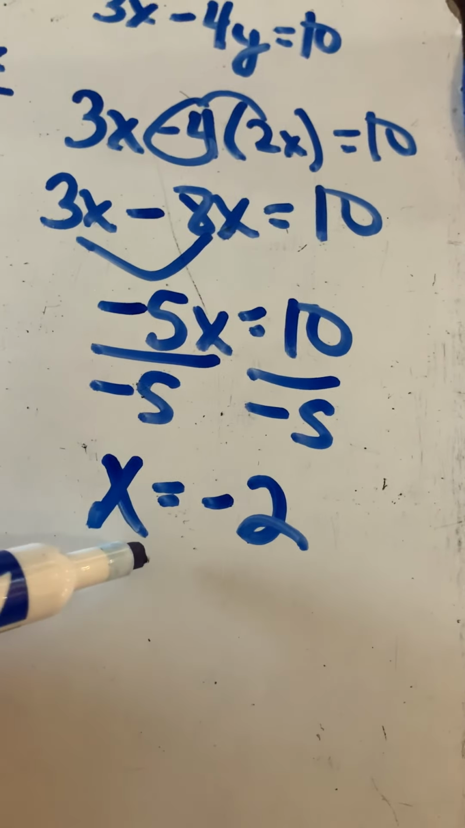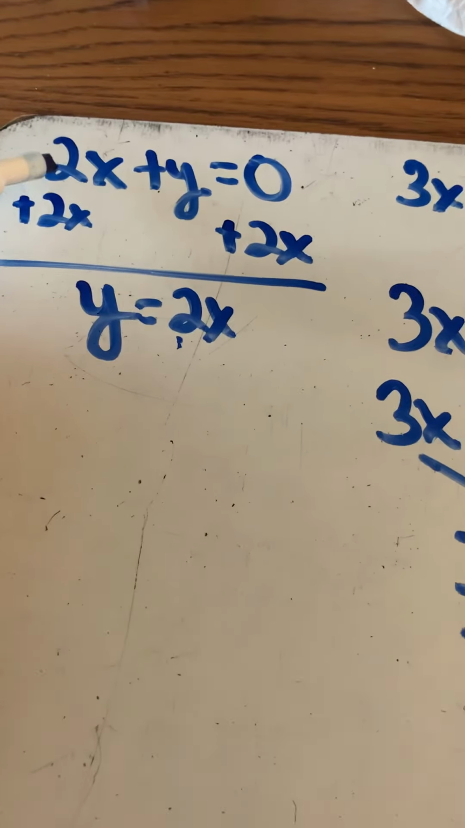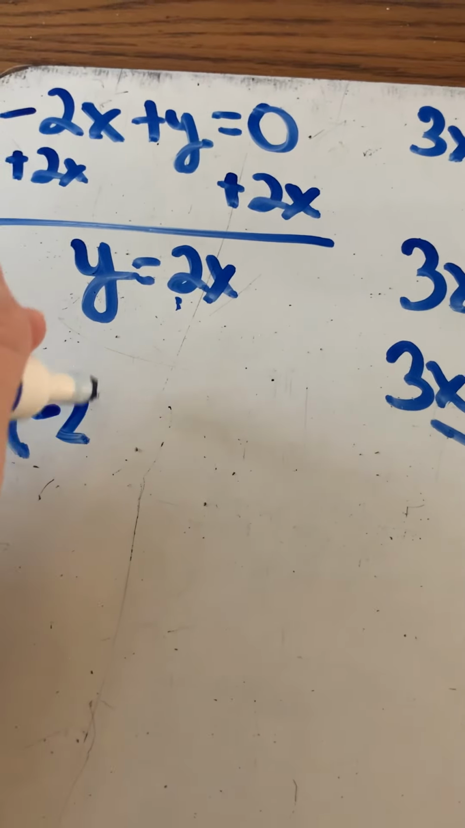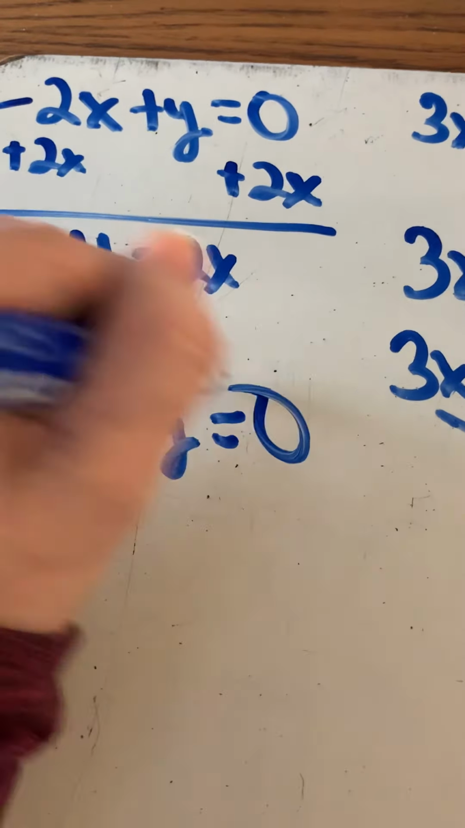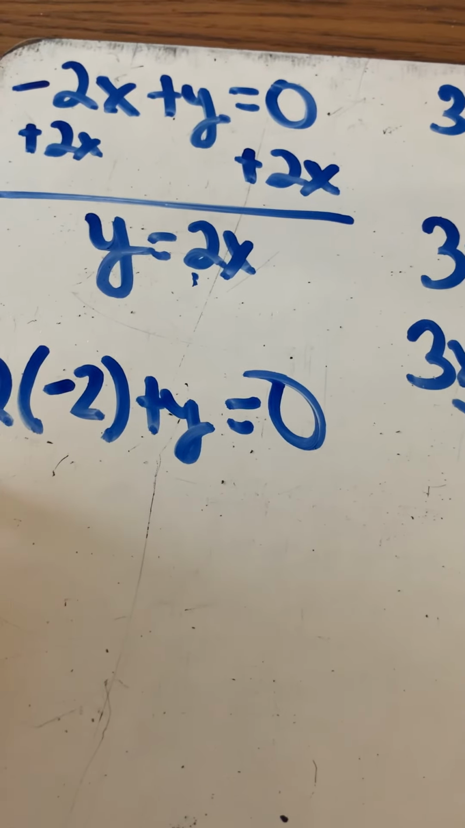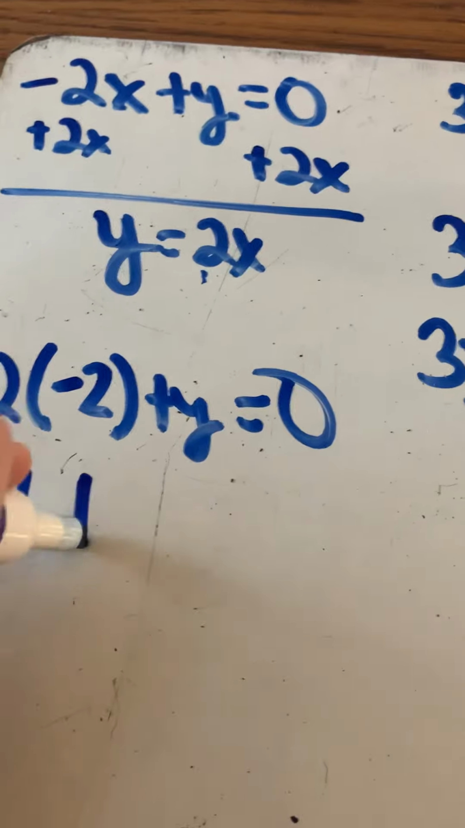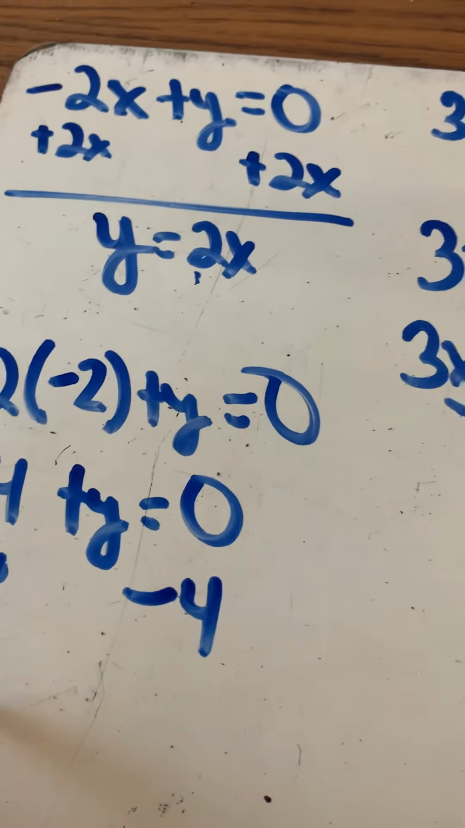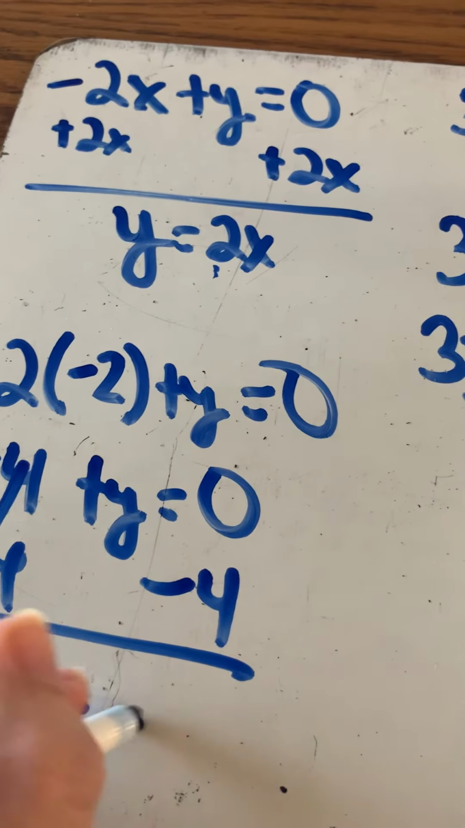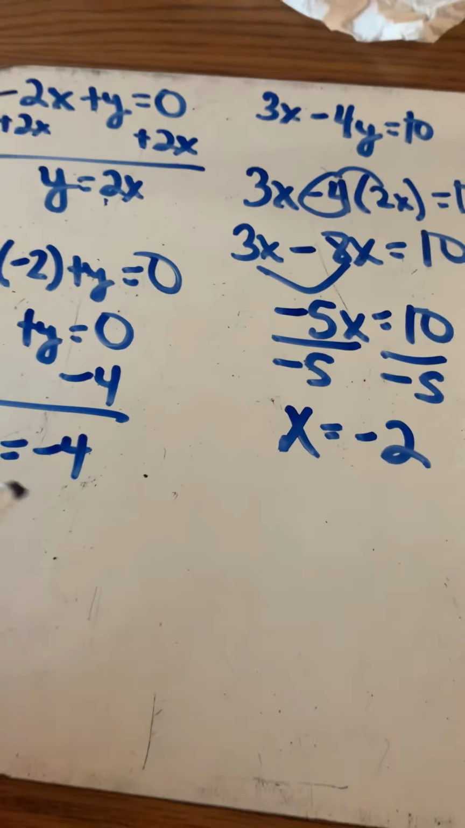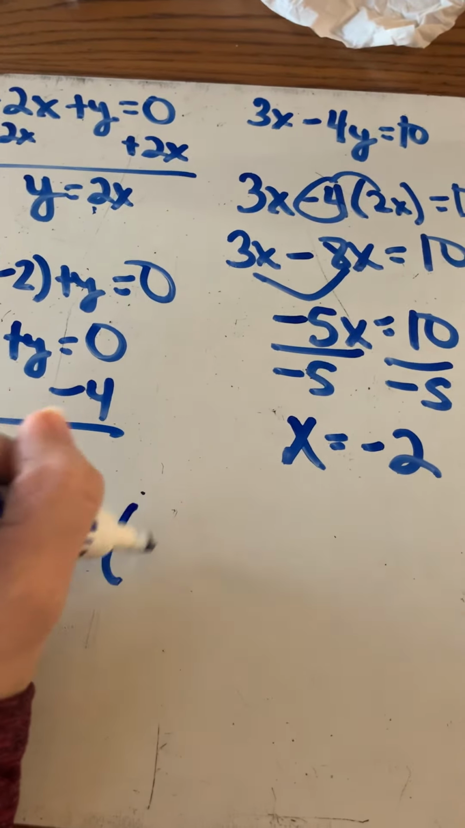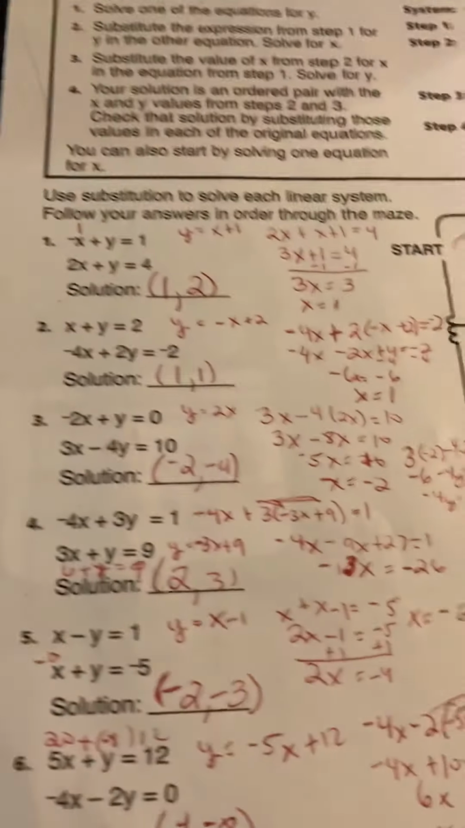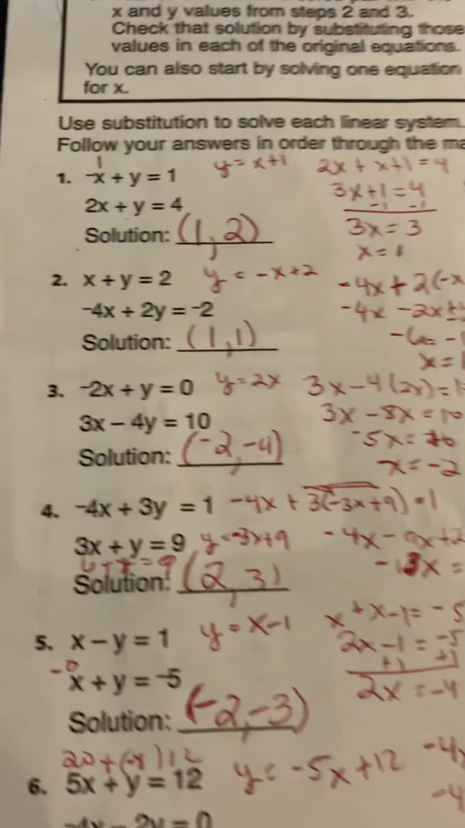I take the value of negative 2 and plug it into the original equation, so I have negative 2 times negative 2 plus y equals 0. Negative 2 times negative 2 is positive 4, actually, plus y equals 0. So I'm going to subtract 4 from both sides to get y equals negative 4. So the solution is negative 2, negative 4, and you can see that's negative 2, negative 4 for number 3.